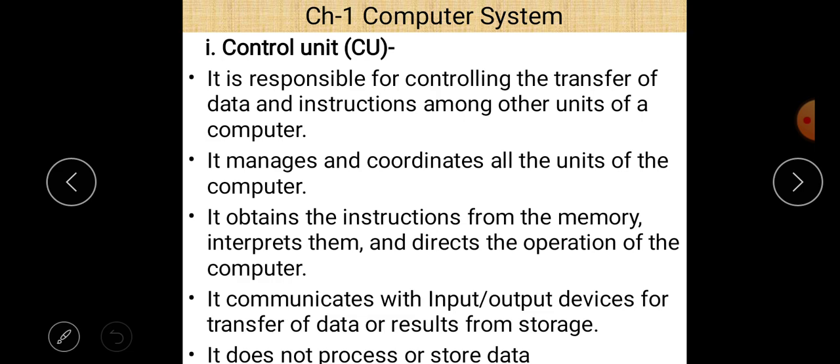So the control unit, as the name suggests, controls the entire operation within the computer system. It is responsible for controlling the transfer of data and instructions among other units of a computer system, and it manages and coordinates all units of a computer system. It communicates regularly with input output devices for transfer of data or results from storage. And the most important thing is it obtains the instructions from the memory and interprets them, converts them into machine understandable form, and directs the operation of the computer system.